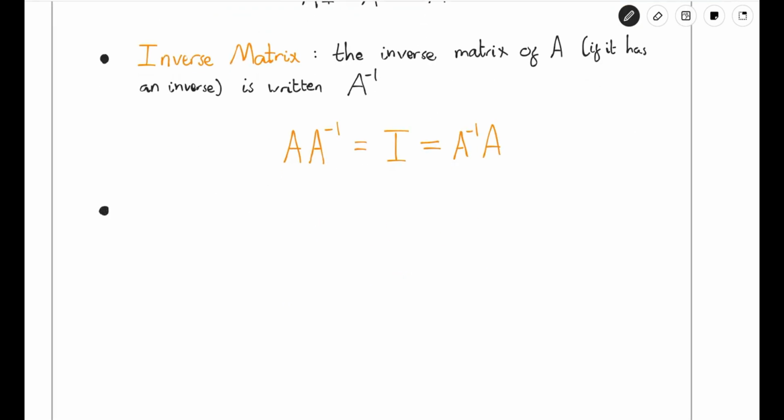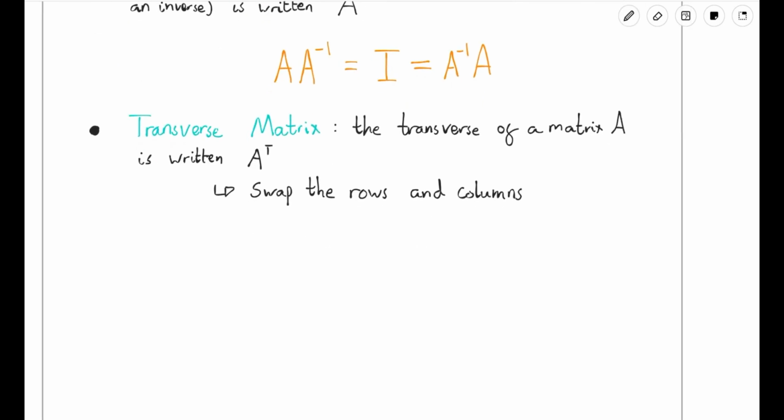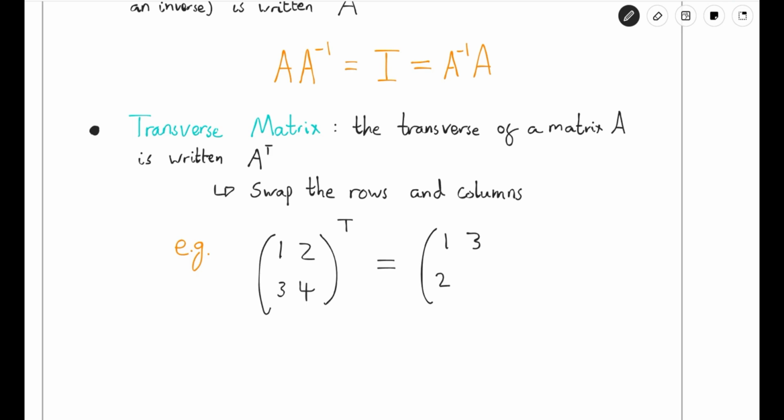Finally, we just need to define what we mean by a transpose matrix. The transpose of a matrix A is written A^T. What this operation does is it simply swaps the rows and columns of the matrix. So for example, if I have the matrix 1, 2, 3, 4, and I take the transpose of it, I'll get 1, 3, 2, 4.